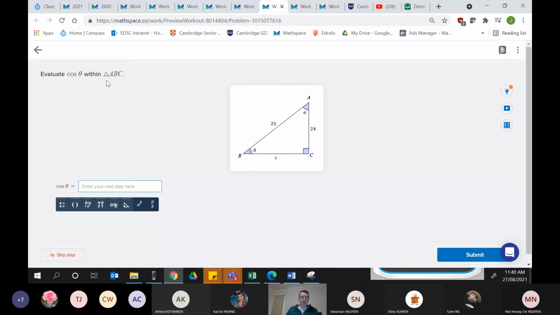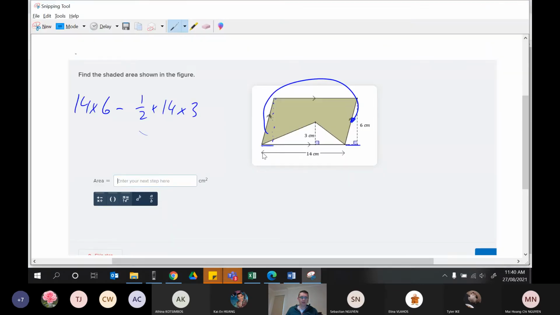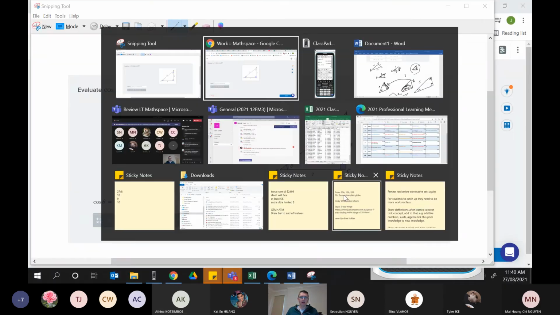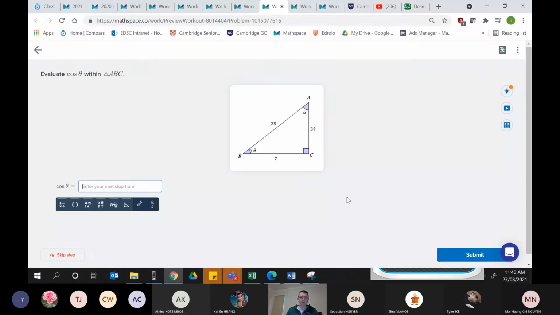Evaluate cos theta within this diagram. So this is saying what the cos of the angle is. We did have this one in the practice test too, so I'm going to slow this one down. It's funny, it came up again. Let's just go through this a bit slower.